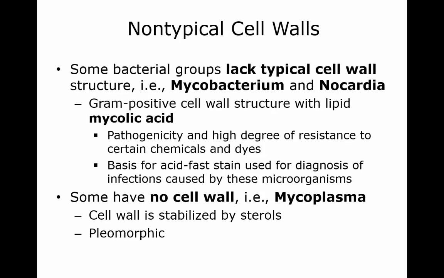Now, some bacterial groups don't have a typical cell wall structure. Mycobacterium and Nocardia don't. These are gram positive, and the lipid there is mycolic acid. So they have a lot of resistance to certain dyes and chemicals. And this is when you would use an acid-fast stain instead, that we'll talk about more later.